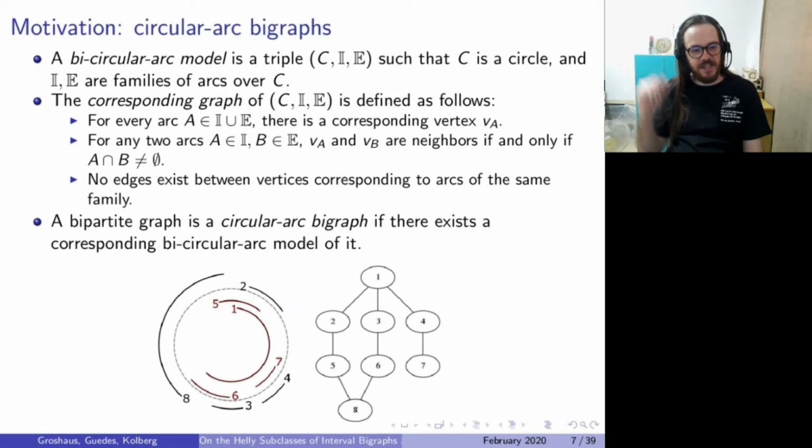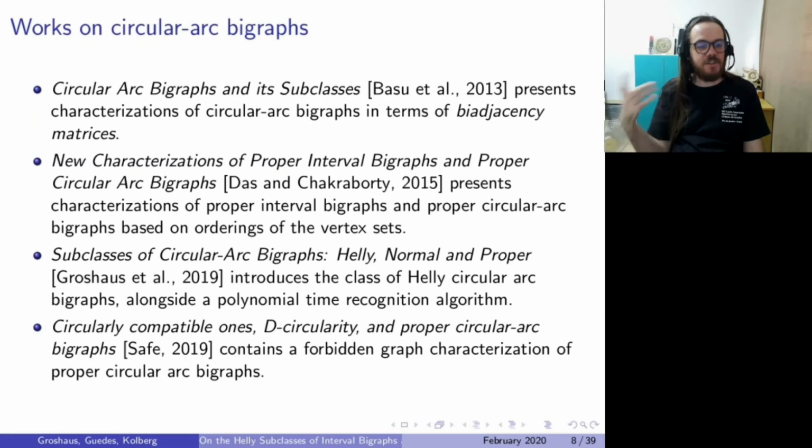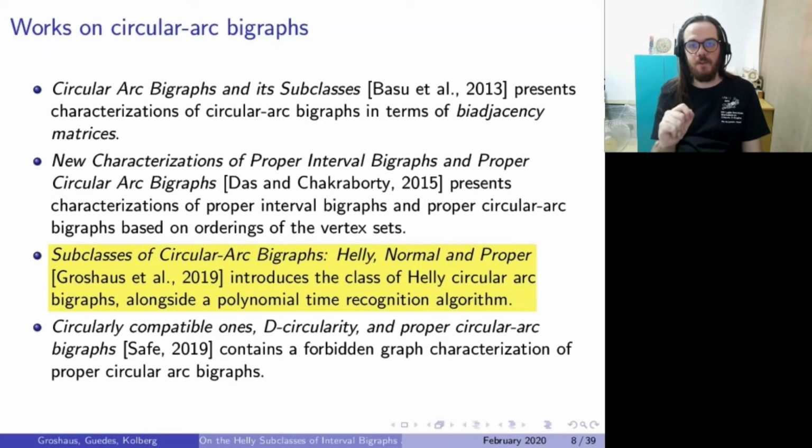In the following example, we represent one family of arcs inside the circle and another family of arcs outside the circle, with the circle itself being this dotted line. We use this representation for every bicircular arc model we are showing in this presentation. Here we show a short list of works on circular arc bigraphs. Note that most results on the list are quite recent. I emphasize Groshaus 2019, where we introduce a polynomial time recognition algorithm for Helly circular arc bigraphs.